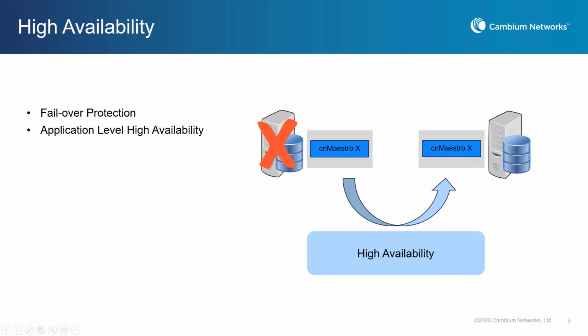A very important feature of running any system in a virtual environment is having redundancy and failover protection of your system. The on-prem version of cnMaestro X is delivered in an OVA file, which can be deployed in your existing virtual environment. cnMaestro X supports high availability, so if there is an issue with the cnMaestro X hardware environment, a new virtual system is automatically spun up and restarted and ready to take over management duties.